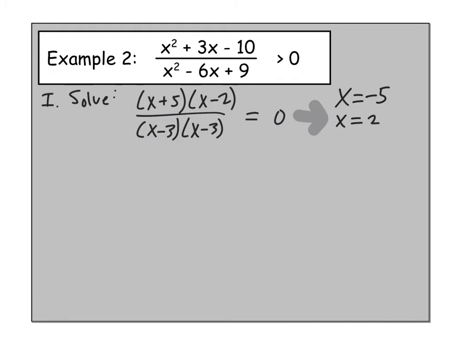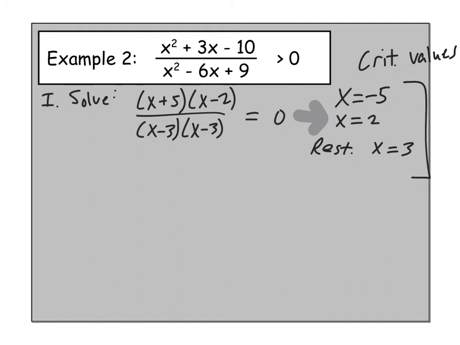So those things make it equal 0, but then we also have these restrictions or excluded values as well. From the denominator, we know that x equals 3 is a restricted value. That needs to be plotted. These are the critical values over here: solutions to the equation and any excluded values.